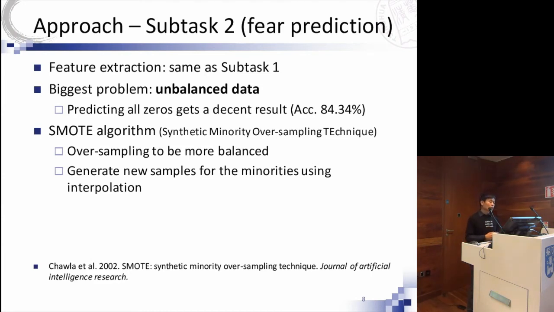For the fear prediction task, we use the same features as subtask 1. Here there is a bigger challenge, a bigger problem. The data is very unbalanced. We will see the proof in the experiment results. Considering this unbalanced distribution, we use the SMOTE algorithm to generate new samples for the minority class using interpolation.